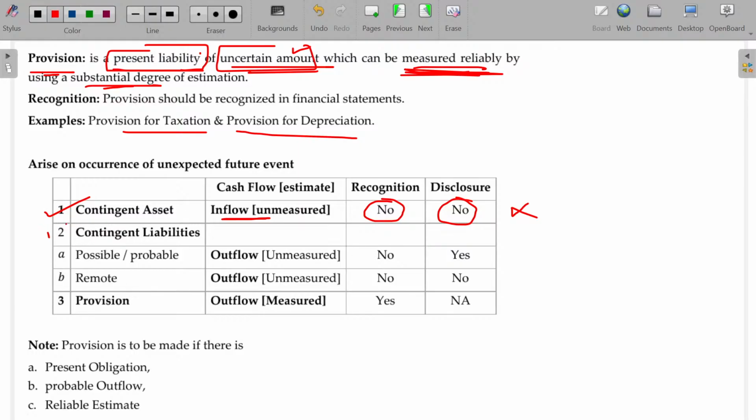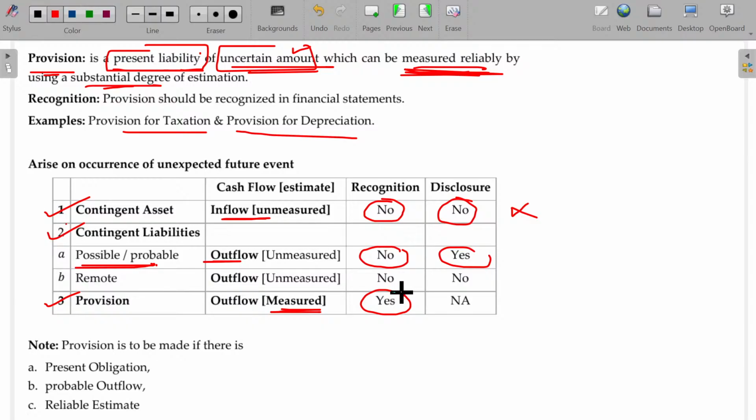In case of a contingent liability, possible and probable. Possible and probable means we may fail in the case. The probability of that may be more than 50%. Definitely we will fail, and in case of failure, we have to pay. If the probability is higher and an outflow is involved, there is no need to recognize, but you have to at least disclose, because I'm not aware of the exact amount here. In case of a provision, you can measure, so recognize.